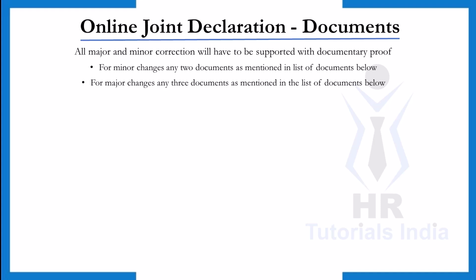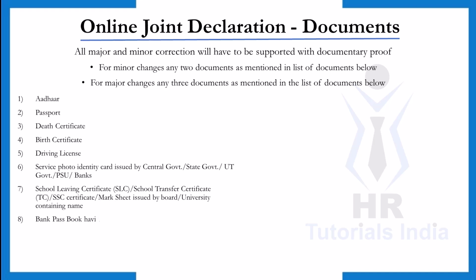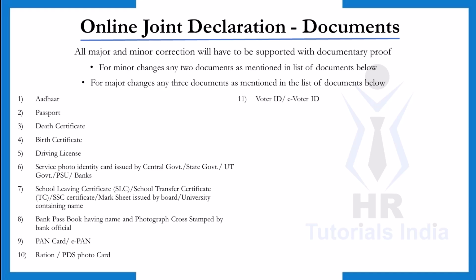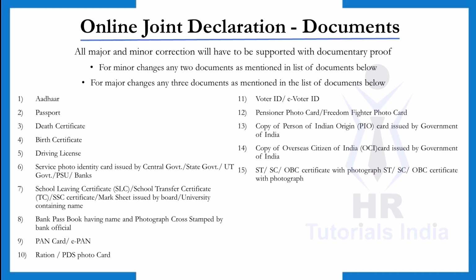Now let us see what documents are required. Aadhaar card, passport, death certificate, birth certificate, driving license, service photo identity card issued by central government or state government or union territory or government PSU or banks, school leaving certificate or school transfer certificate, bank passbook having name and photograph across, stamped by the bank official, PAN card or EPAN, ration card or PDS photo card, voter ID or e-voter ID, pensioner photo card or freedom fighter photo card, copy of Person of Indian Origin PIO card issued by the Government of India, copy of Overseas Citizen of India OCI card issued by the Government of India, ST/SC/OBC certificates with photograph.